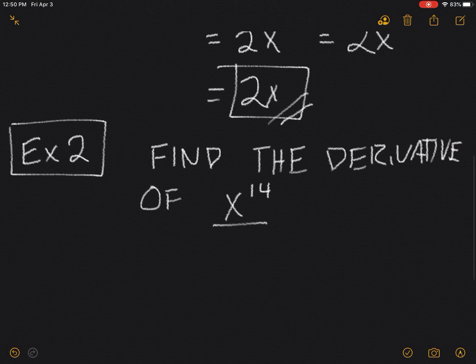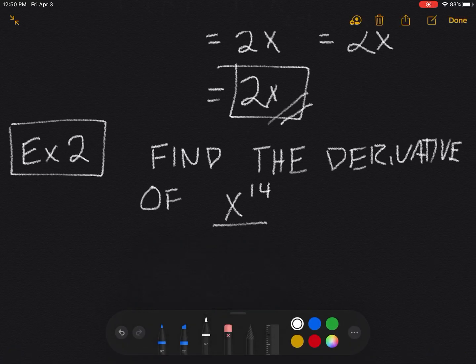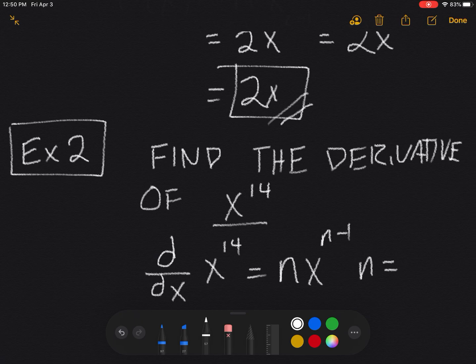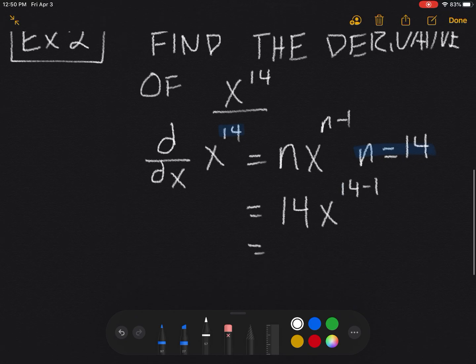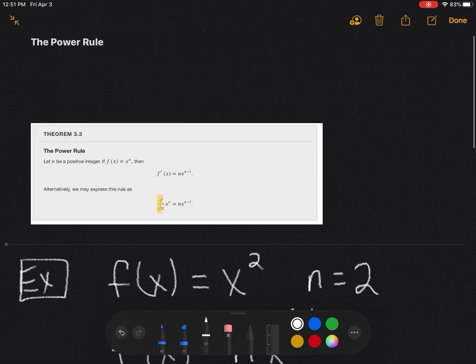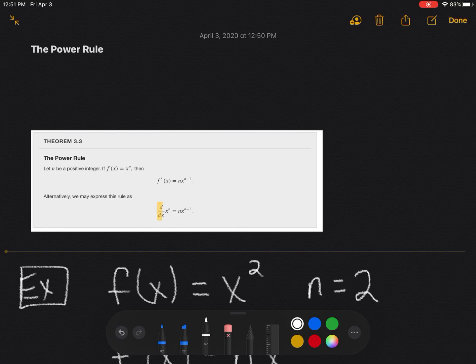And so let's go back here to our example. So I want to take the derivative with respect to x of x to the 14th power. And I know that that's going to be nx to the n minus 1, where n is equal to this right here. So n is equal to 14 in this case. So my derivative will be 14x to the 14 minus 1, which will be 14x to the 13th power. And this is enough to get you through the day when it comes to the power rule.